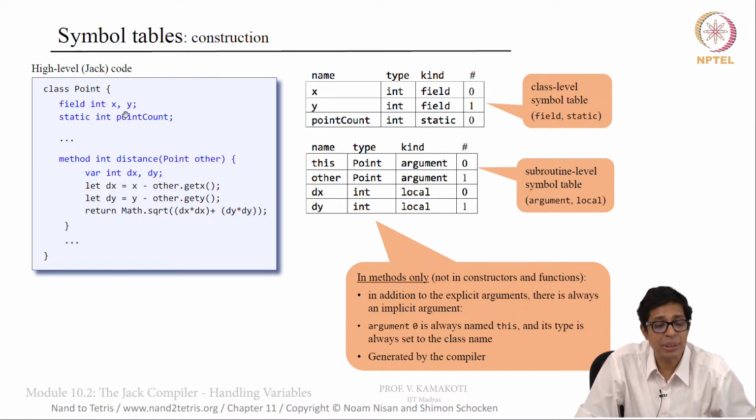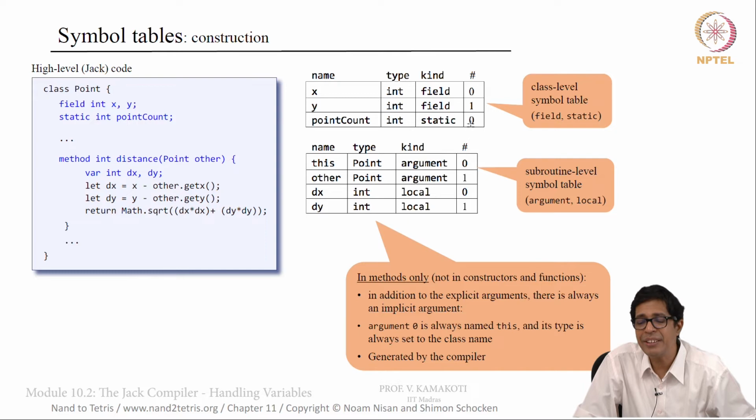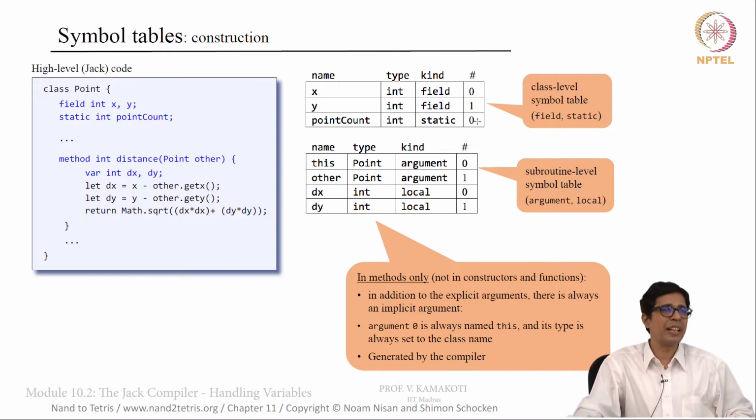So, what is there in the class symbol table? Note that there are three variables: x, y, point count. All their types are int, as you see here. Then the kind: x and y are of kind field, while point count is of kind static. Then x and y are going to be in 0 and 1 in the this segment, while point count is going to be in the static segment. Here we have assumed, without loss of generality, it is 0.